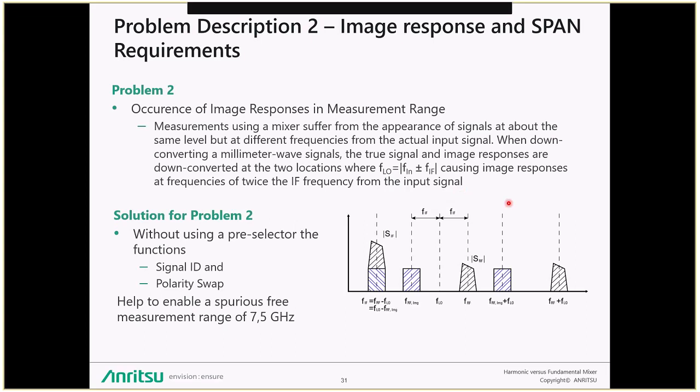This is something I already mentioned a few slides before. This IF will highly impact the image response behavior of our instrument. In this case, the higher the IF, the better the behavior of our spectrum analyzer. So it's not that good having a very low IF in the spectrum analyzer. Of course, we can also improve the behavior of our spectrum analyzer by means of different functions like signal ID and polarity swap.